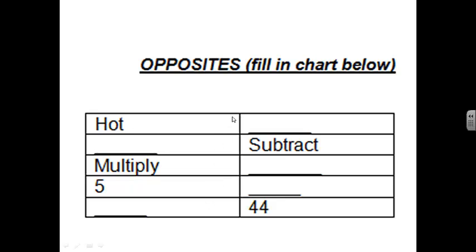Next let's talk about opposites. What's the opposite of hot? Cold. What's the opposite of subtract? Add. Very good.